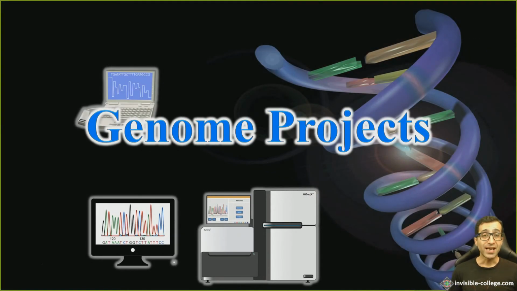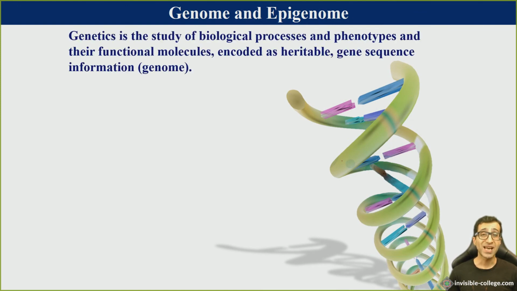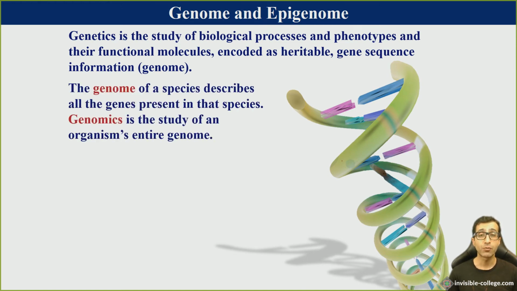So we need to again contrast the genome with the epigenome. To remind you, genetics is the study of biological processes and phenotypes and their functional molecules encoded as heritable gene sequence information in the genome. So the genome of a species refers to all the genes present in that species. So genomics is the study of an organism's entire genome.